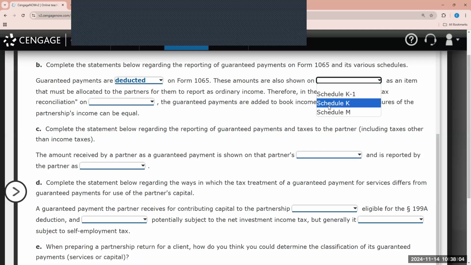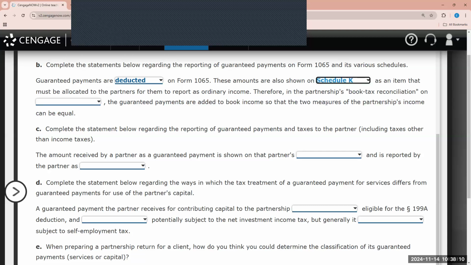So keep in mind, Schedule K reports all of the separately stated items. So this will be scheduled on Schedule K because it will be separately stated, and then it will be reported individually for each partner on Schedule K1 as an item that must be allocated to the partners for them to report as ordinary income. Therefore, in the partnership's book to tax reconciliation, it could be on Schedule M1 or M3.